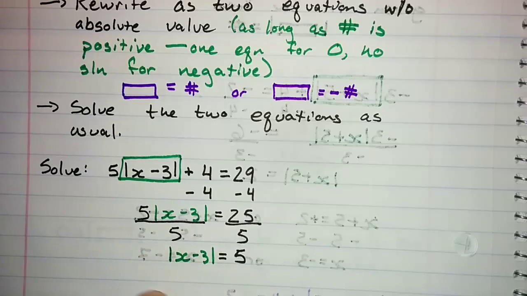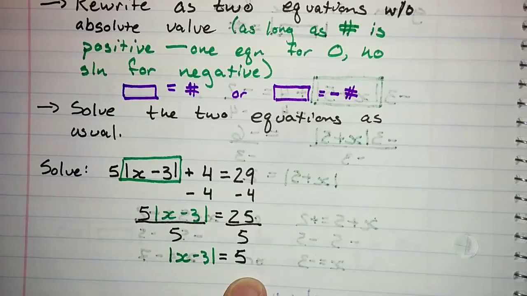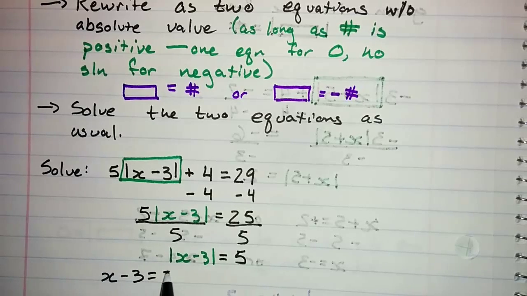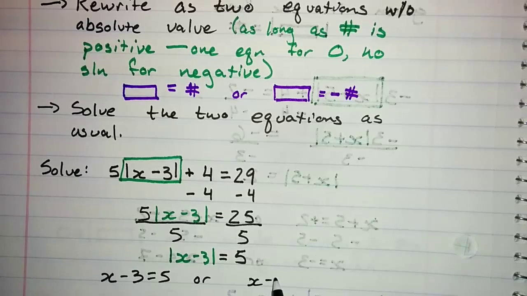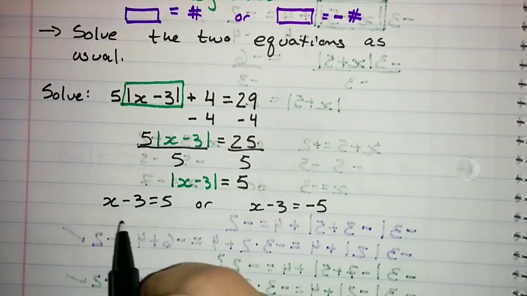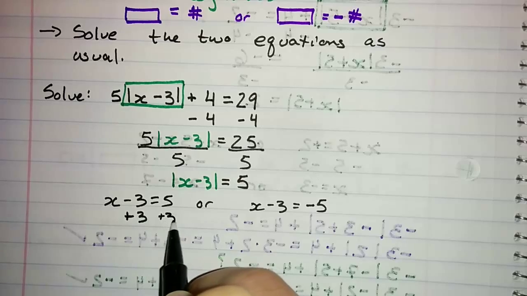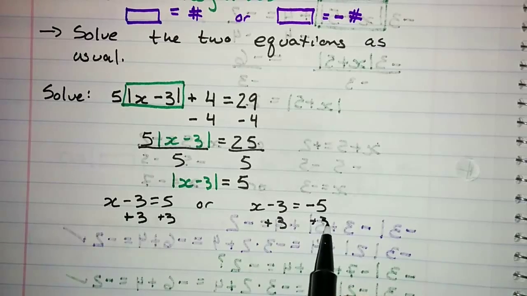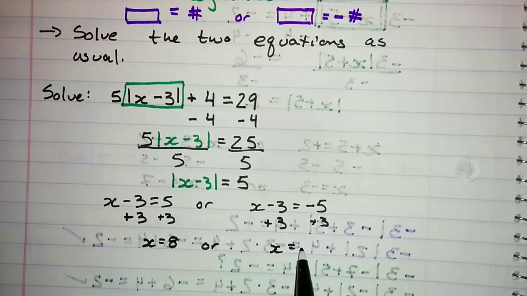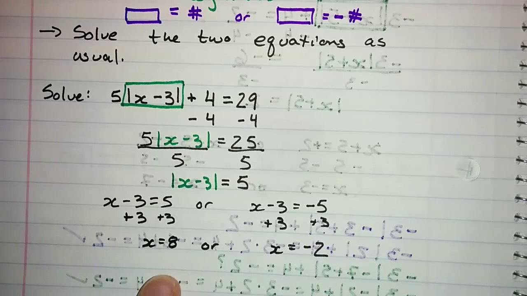Right, now notice we have the form an absolute value equals a number. And this is a positive number, so we're in the normal case. We can rewrite this as two separate equations. Either x minus 3 is 5, or x minus 3 is negative 5. And now we can solve these two equations. Add 3 on both sides. We'll get x equals 8, or x equals negative 2. So our solutions are x equals 8 or x equals negative 2.